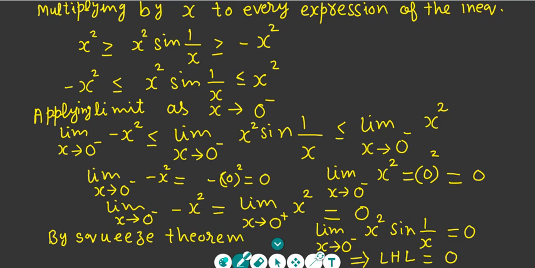Now we multiply the previous inequality by x. We are multiplying every expression of the inequality by x because we want to make the middle function in the required form. We want to find the limit of x square into sine of 1 upon x. So for this purpose we multiply every expression of the previous inequality by x, and we get this simultaneous inequality.